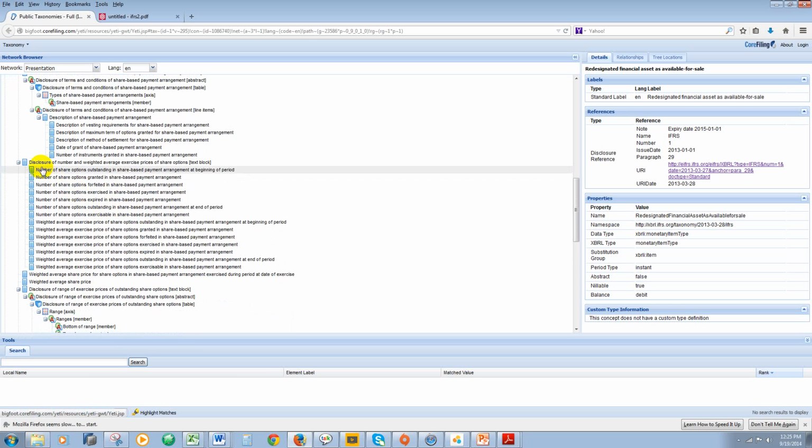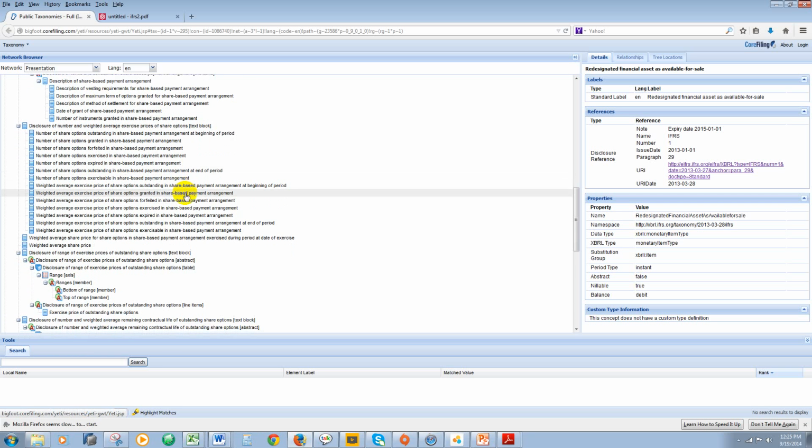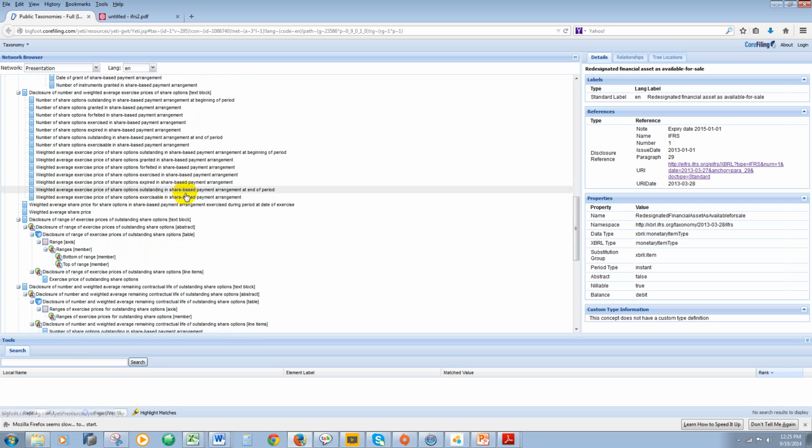And then we have this text block on the disclosure of number and weighted average exercise prices of share options, and we have number of share options outstanding in share-based payment arrangement at beginning of the period, and share options granted, share options forfeited, share options exercised, share options expired, share options outstanding at the end of the period. So this is exactly what we saw in the disclosures in the PowerPoint slides.